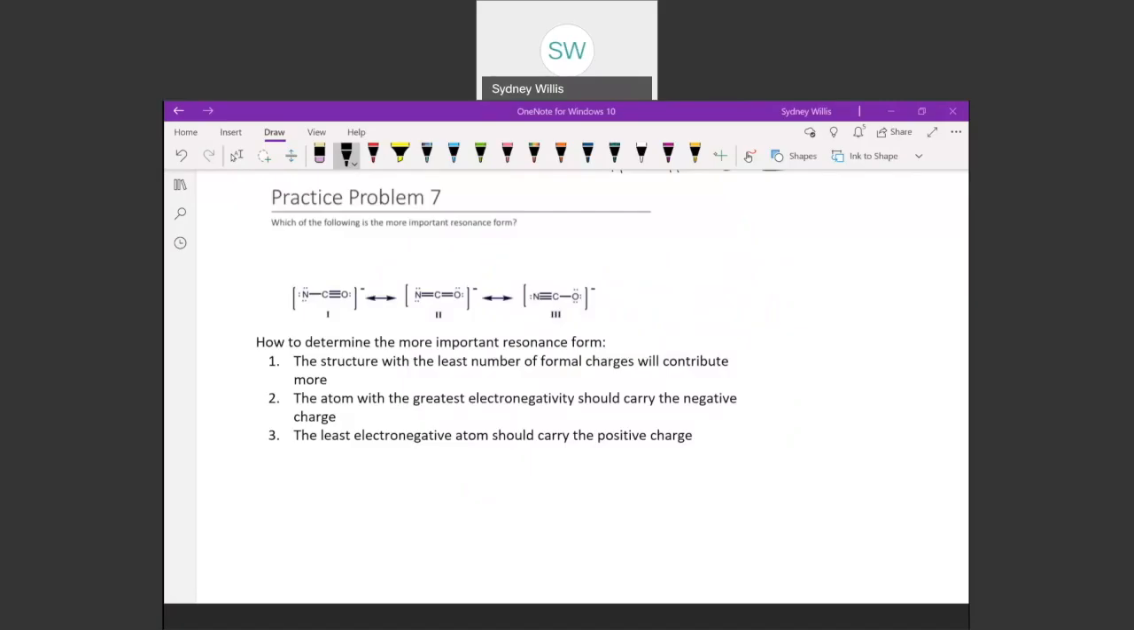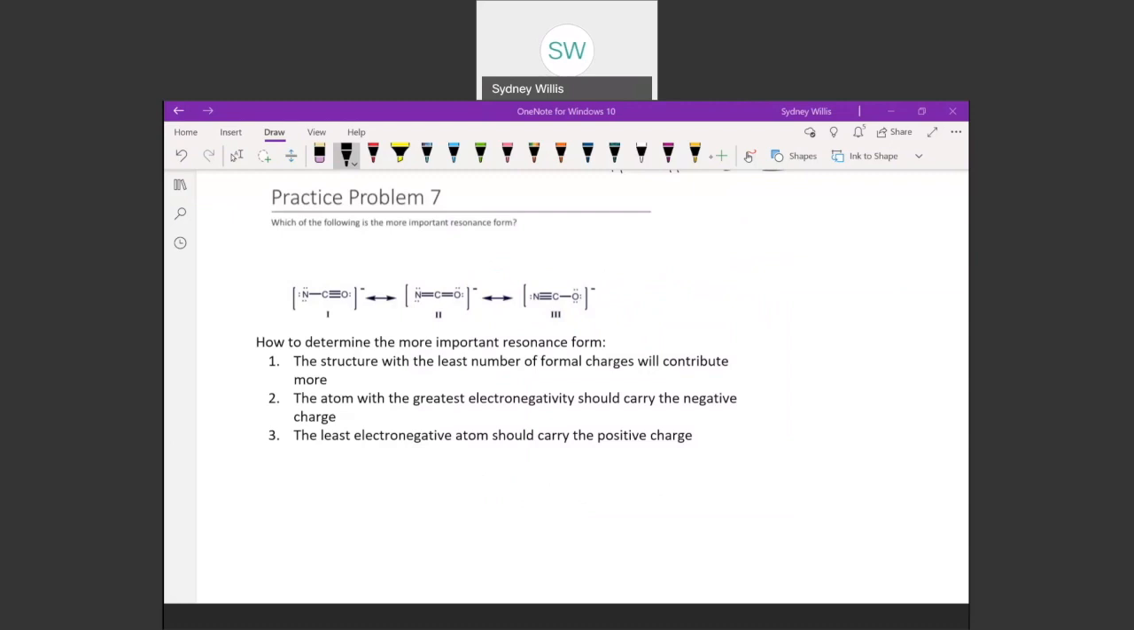Now for problem number 7. So this problem is asking which of the following is the more important resonance form? To determine the more important resonance form of a molecule, you're going to want to look at the overall charge of the molecule and the formal charges of the individual atoms.